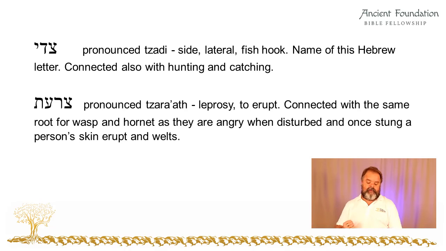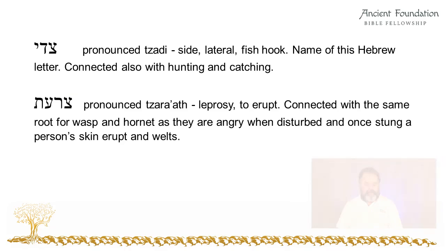And it's connected with the same root for the Hebrew word wasp and hornet, as they are angry. When disturbed and once stung, a person's skin erupts and wells up into welts. So you see the connection here with the meaning to erupt. And this is what the skin condition does on somebody's skin. It erupts, it rises up, it welts up, it looks angry, like an infection.